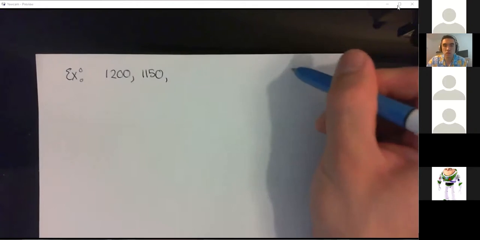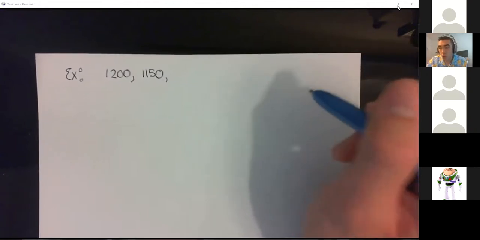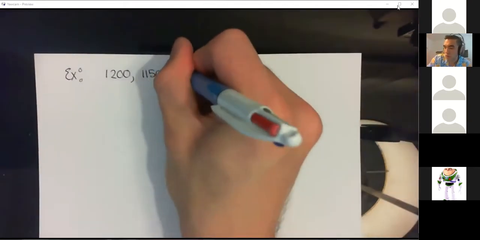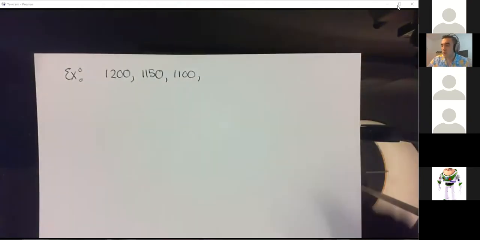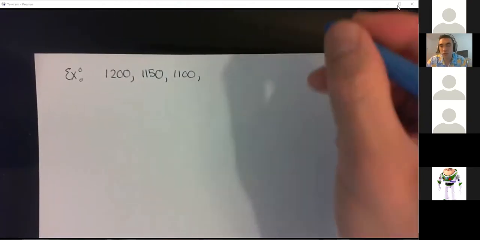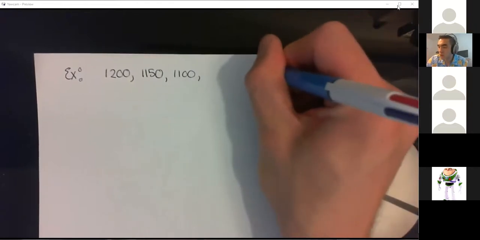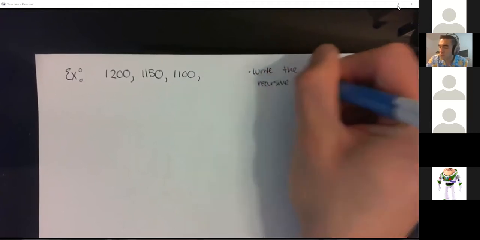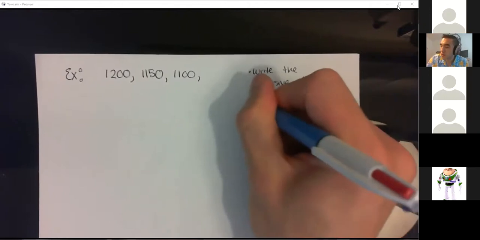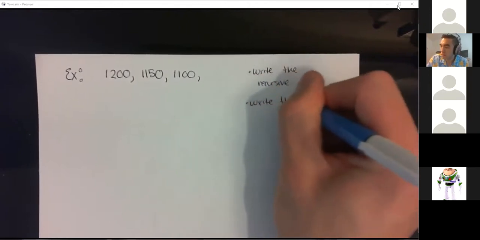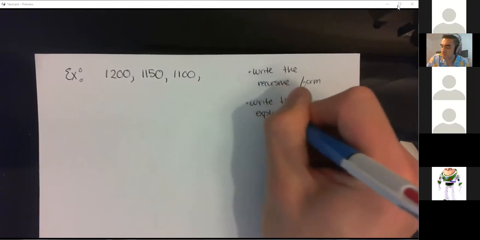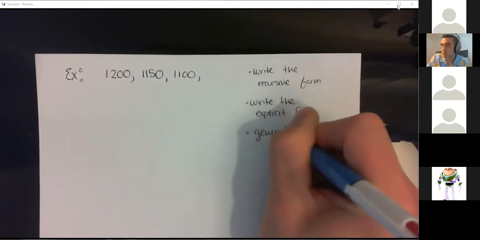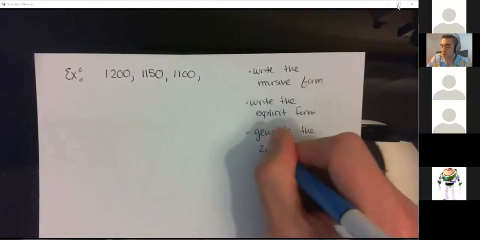I could say on the side, hey, this is an arithmetic sequence, do the rest of this problem. Or the other way that we could be confident that this is arithmetic is by being provided a 3rd number, which in this case would have to be 1100. But nonetheless, let's just do all possible tasks with this. Number 1, we want to write the recursive formula. We also want to write the explicit form. And then we also want to generate the 2000th term.